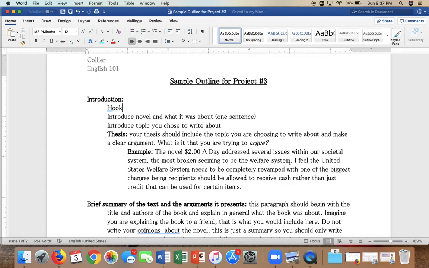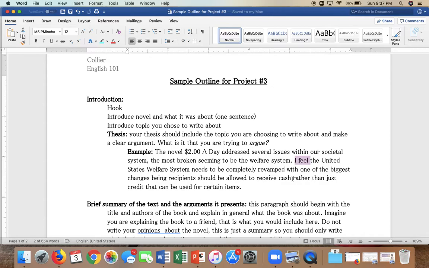So my topic is the welfare system. That's the topic that was addressed in the book. And when I say I feel, it's very clear to my reader that this is my opinion that I'm trying to argue. So again, this is an opinion essay that you are making an argument about. And what am I arguing? My argument, which should be pretty controversial, is that welfare recipients should be able to receive cash.